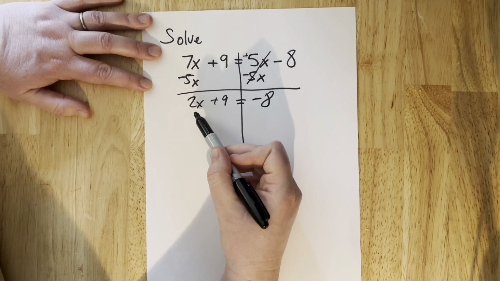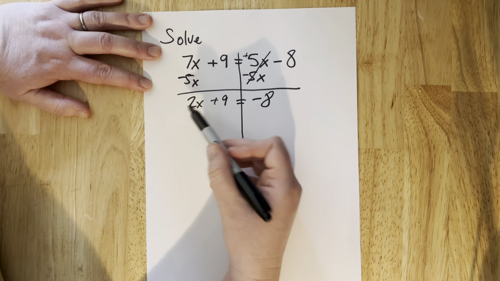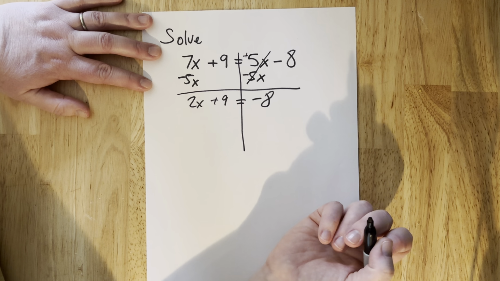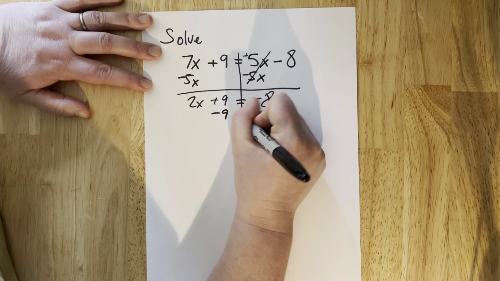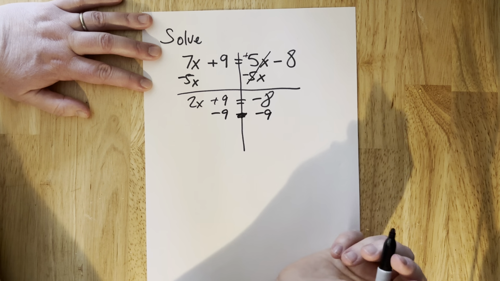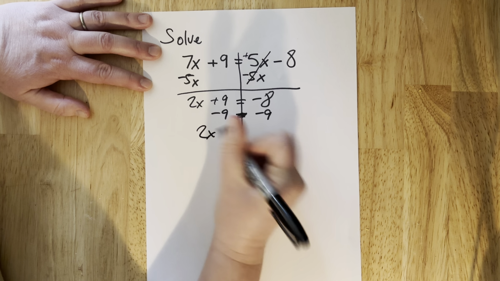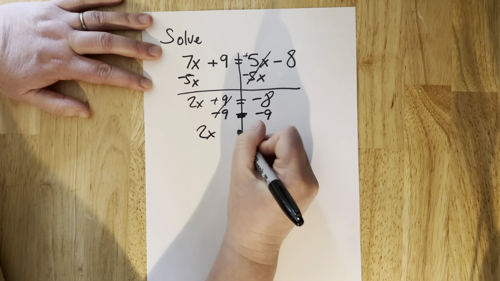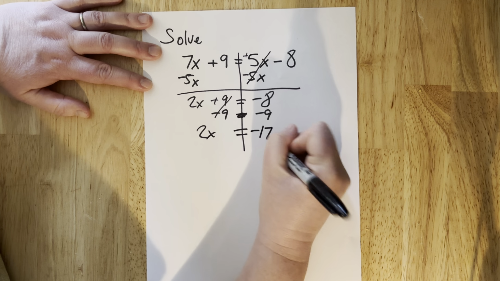Next, I notice that there's only one x left on this side of the equal sign, so I'm going to move the 2 and the 9 to get it alone. First thing I'm going to do is I see plus 9. The inverse of plus 9 is minus 9, and I'm going to do that on both sides of the equal sign. When I do that, on the left, there is a 2x, positive 9 minus 9 cancels and becomes 0, and this all equals negative 8 minus 9 is negative 17.